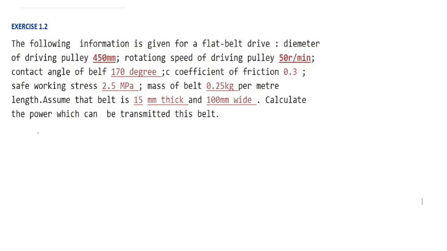Diameter of the driving pulley is 450 millimeters. Rotating speed of driving pulley is 50 rotations per minute. Contact angle of the belt is 170 degrees. The coefficient of friction is 0.3. A safe working stress is 2.5 megapascals. Mass of the belt is 0.25 kg per meter length.